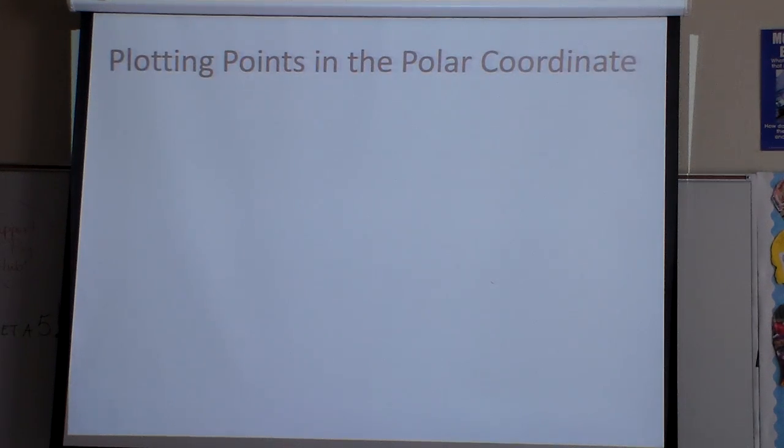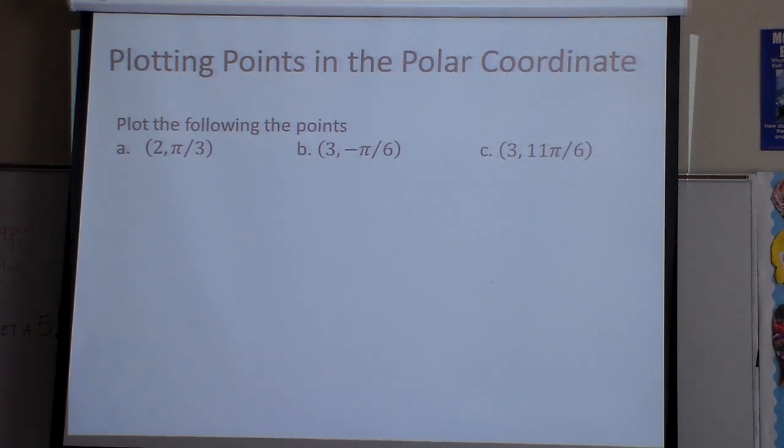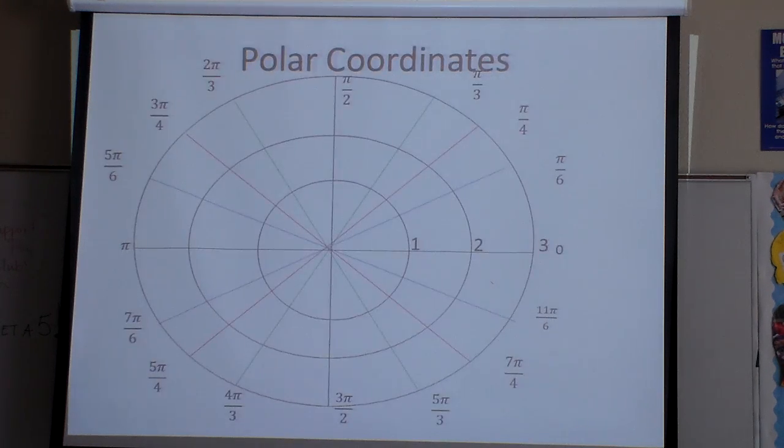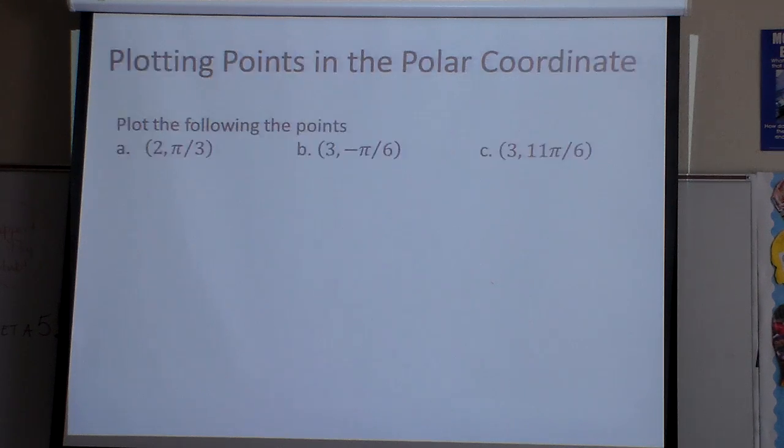So how do we plot the points in polar coordinates? Let's plot the following points: (2, pi over 3), (3, negative pi over 6), and (3, 11 pi over 6). Well, basically, think about it. The first point we wanted was (2, pi over 3), so we're going to go to the radius of 2, somewhere on the circle, radius of 2 right there. And we find pi over 3, which is that angle right there, and we put our dot. There's the point (2, pi over 3). That's all we have to do to graph that one.